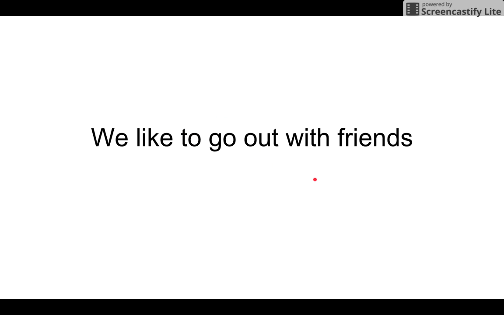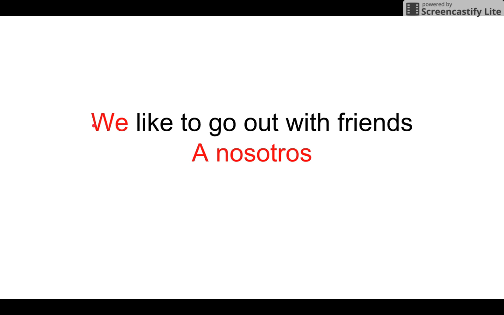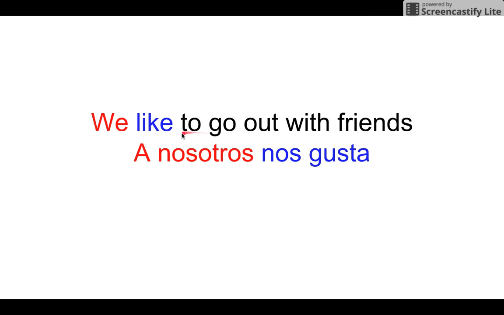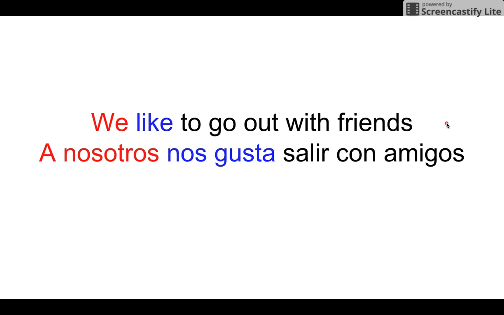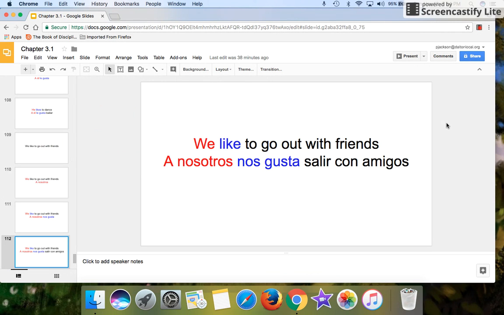I think we have time for one more. Here I have, we like to go out with friends. So the first thing we do is take our subject and name them. A who? How do we say we in Spanish? Nosotros. So, a nosotros. Which indirect object pronoun matches nosotros? That would be nos. So a nosotros nos gusta. And the rest is just a matter of a vocab term. How do we say to go out with friends? That's the chapter 3.1 vocab term, salir con amigos. A nosotros nos gusta salir con amigos. And that is the essential information from chapter 3.1.